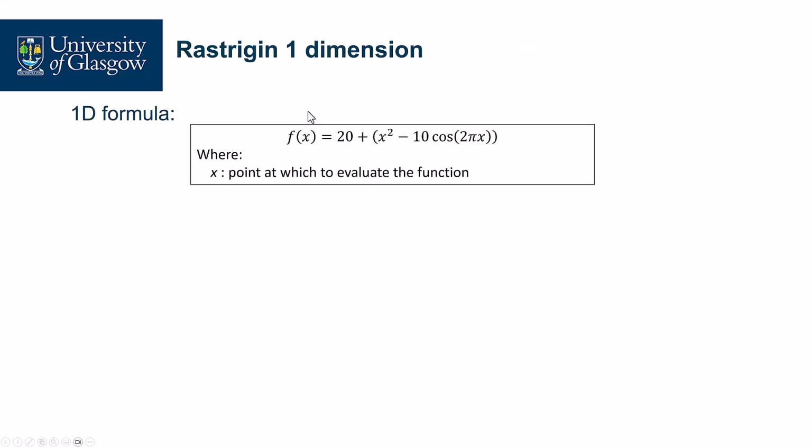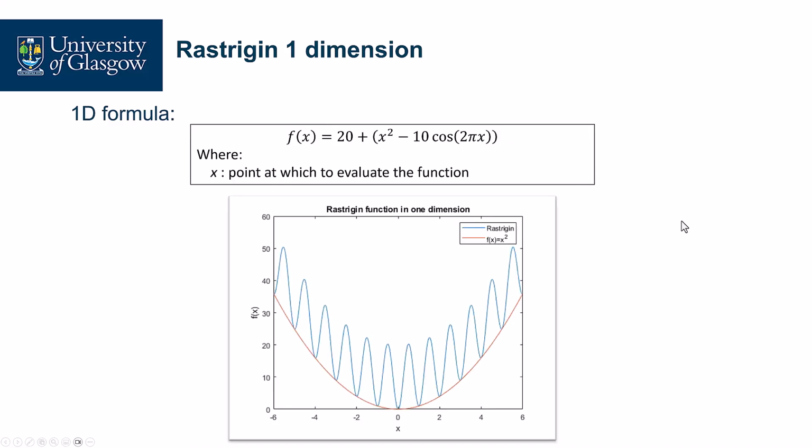Now we can see the Rastrigin function. First we see the one-dimensional one. This is the formula, so I don't read it. We can draw it. This one is f(x) equals x to the power of 2 and so on, and this is the Rastrigin function. We can see there are many rugged landscapes, right? We can also go to the 2D formula.